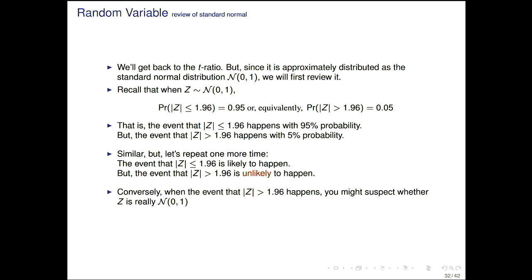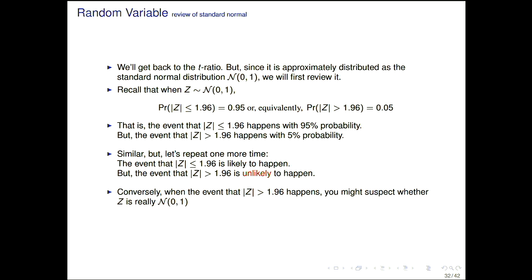So this event happens with very large probability, and the other event happens with small probability. Another way to look at this is that the random variable in absolute value being less than 1.96 is quite likely, and the absolute value being greater than 1.96 is unlikely, because it happens with probability only 5%. So your friends say that this is a random variable with a standard normal distribution, but you observe the realization of the random variable, and it turns out that the observation is greater than 1.96.